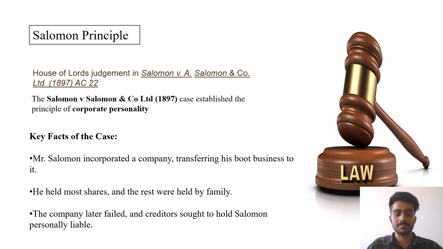Unfortunately, the company failed and eventually went bankrupt. Then the creditors tried to sue Mr. Salomon personally for the company's debts. The court ruled that the company was a separate legal entity, and therefore Mr. Salomon was not liable for the company's debts. The summary of these points is that the case set the critical precedent that companies have their own legal identity distinct from their shareholders.